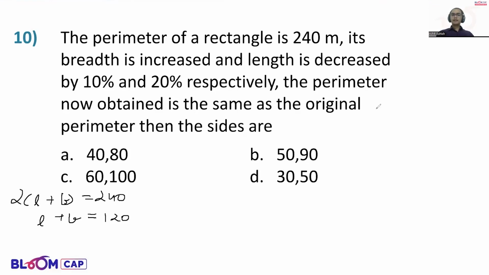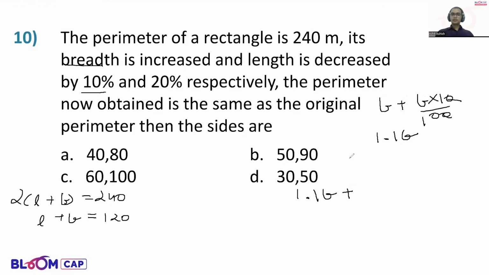Now, its breadth is increased. Breadth is increased by how much? By 10%. So previously the breadth was B. Now it is B plus 10% of B, which is equal to B into 10 upon 100, 0.1B. This will be 1.1B. So the new breadth becomes 1.1B.